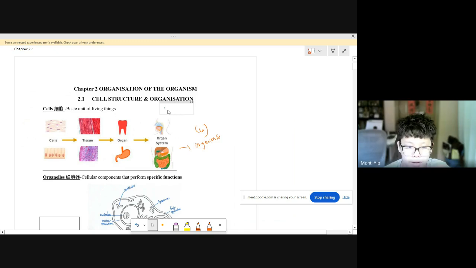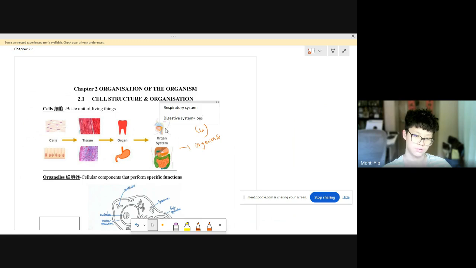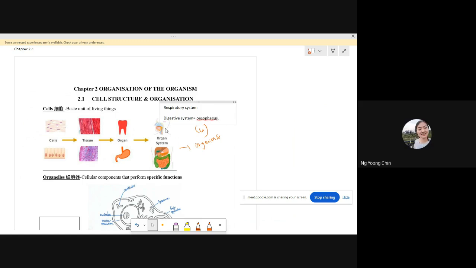Understand? So when we talk about a system, we focus on one system. Now we're talking about the digestive system only. The digestive system is a very complex system because it involves several organs. For example, the esophagus, the stomach, and also the intestine and liver. Those are the important organs found in the digestive system. So several organs, when they combine, will form one system.